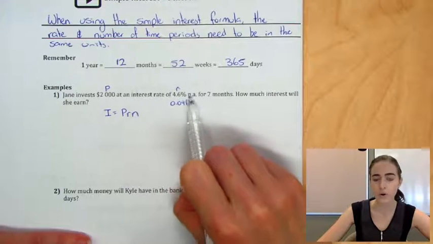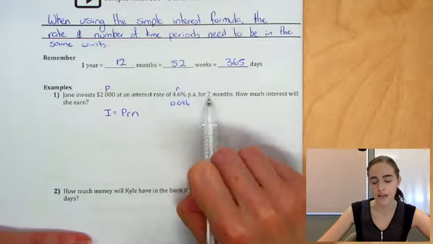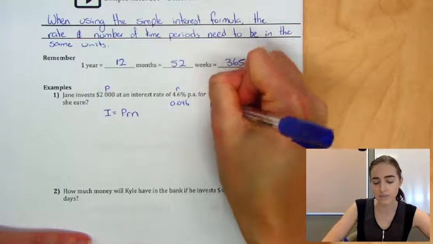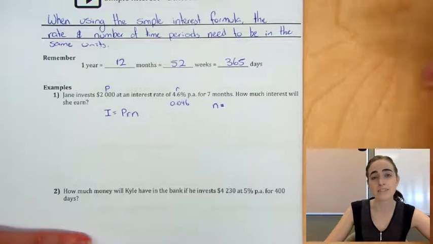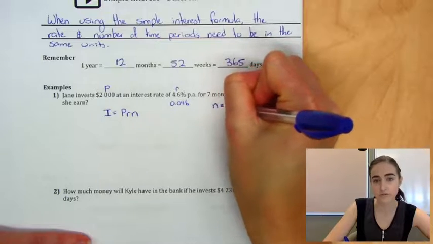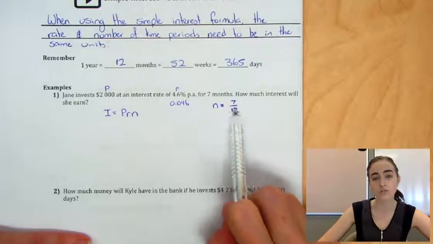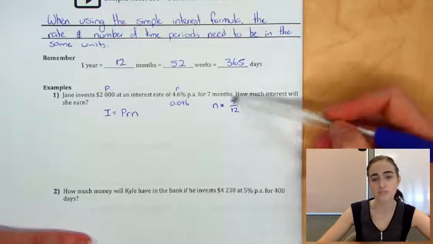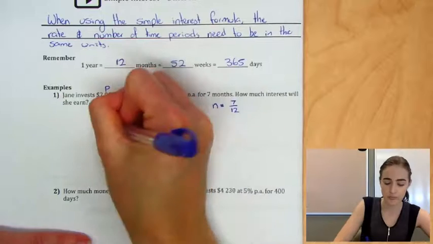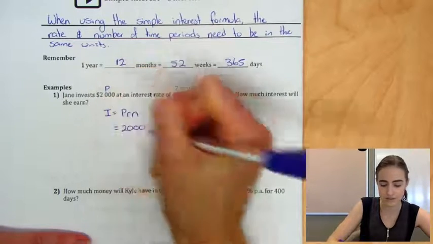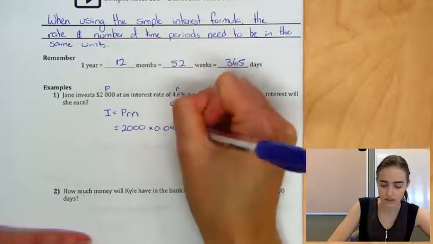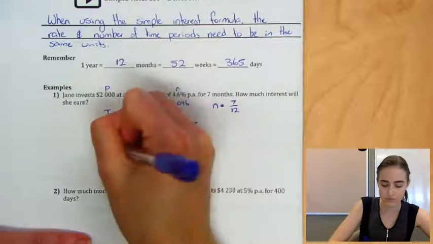But our rate is per annum, which means per year, and we've only got 7 months. So that means that our number of time periods, we want to convert that 7 months into years. So we're going to write it as 7 over 12. So we've got 7 months out of a total of 12 months in a year. So we've got 7/12 of a year. So now we're going to use those three numbers. So we're going to have our $2,000 times 0.046 times 7 over 12.